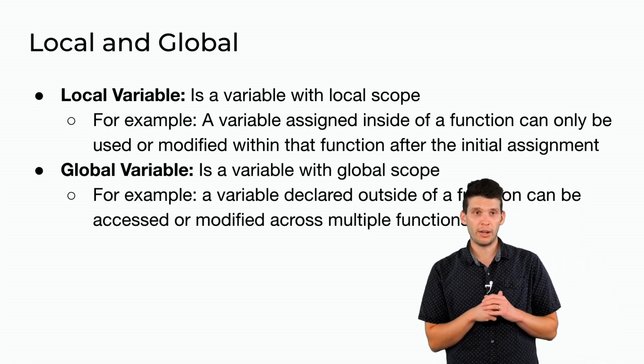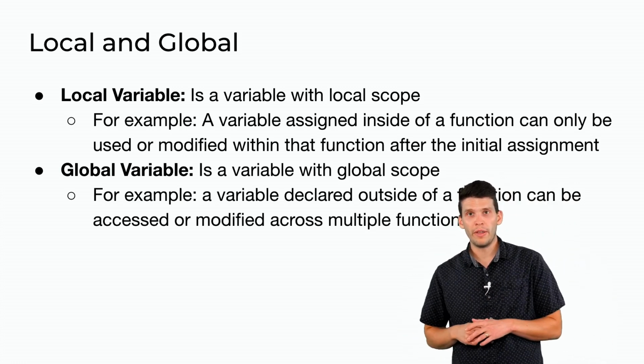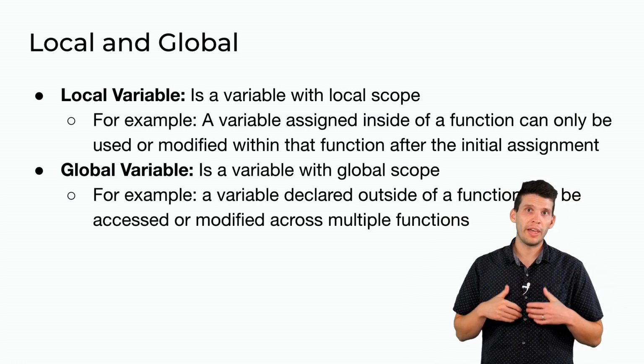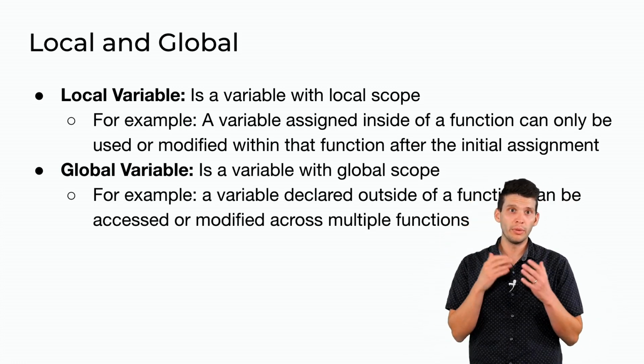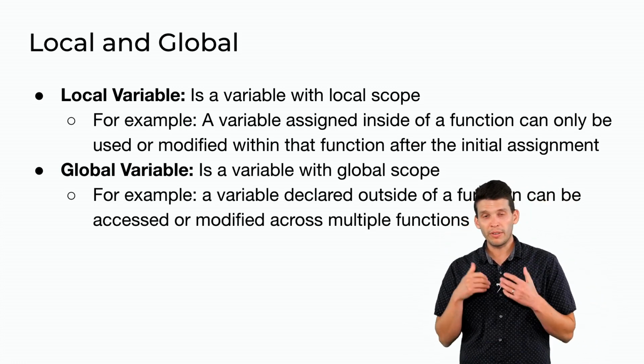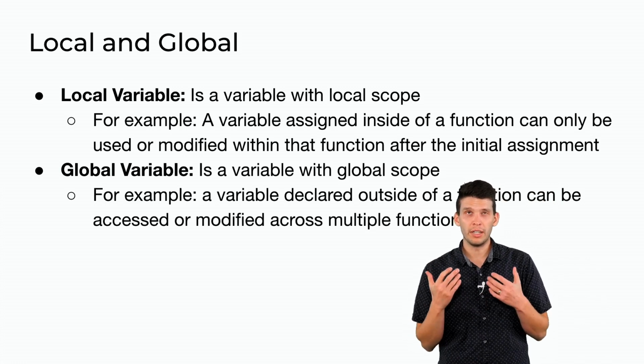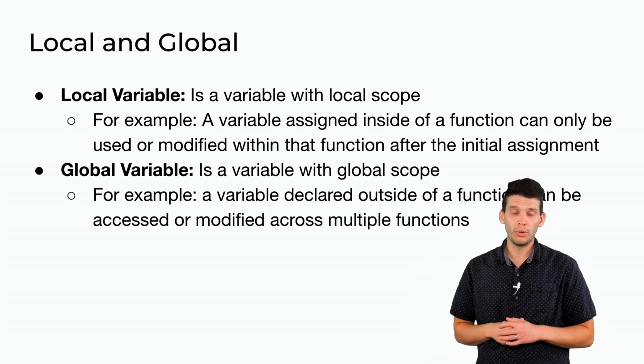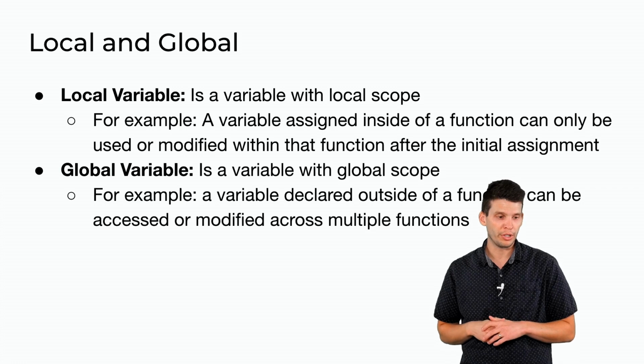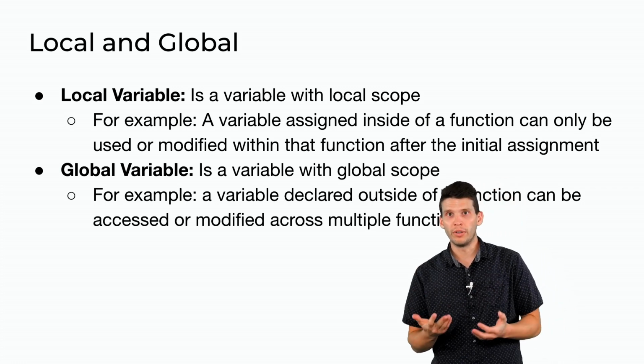So one of those categories is a local variable, and this basically refers to a variable that has a scope that's only visible within one function. So if you declare a variable in a function, or even have a parameter variable for a function, that would be considered a local variable.